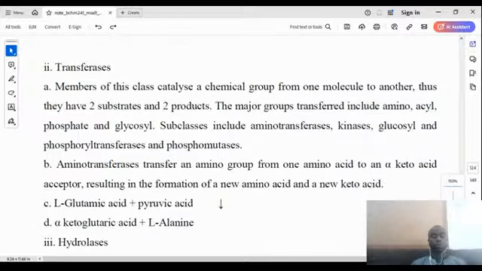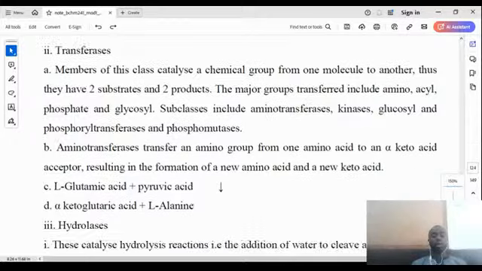So whenever you hear mutase, it is a rearrangement. There is going to be rearrangement, maybe from a particular isomer to another isomer. For aminotransferases, it's the transfer of an amino group from one amino acid to an alpha keto acid, which is the acceptor, resulting in the formation of a new amino acid and a new keto acid. So we have glutamic acid and pyruvic acid. We have alpha ketoglutaric acid and L-alanine.